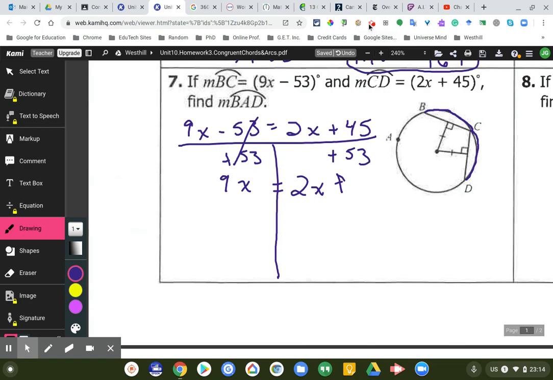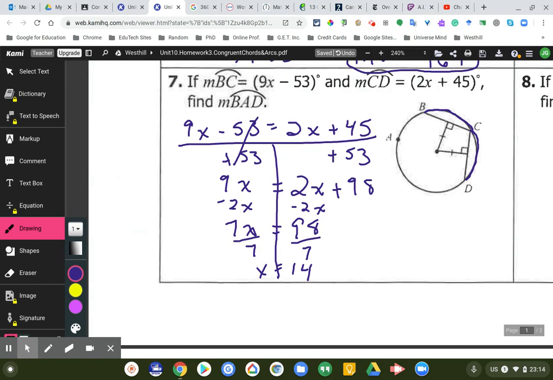98. Oh, wow, that's a fail. We're going to undo that. Okay, so that's 2x plus 98, minus 2x, minus 2x, right? 9x minus 2x is 7x equals 98. Divide by 7, divide by 7, and we have x equals 14. Awesome. X equals 14, but we're not done.